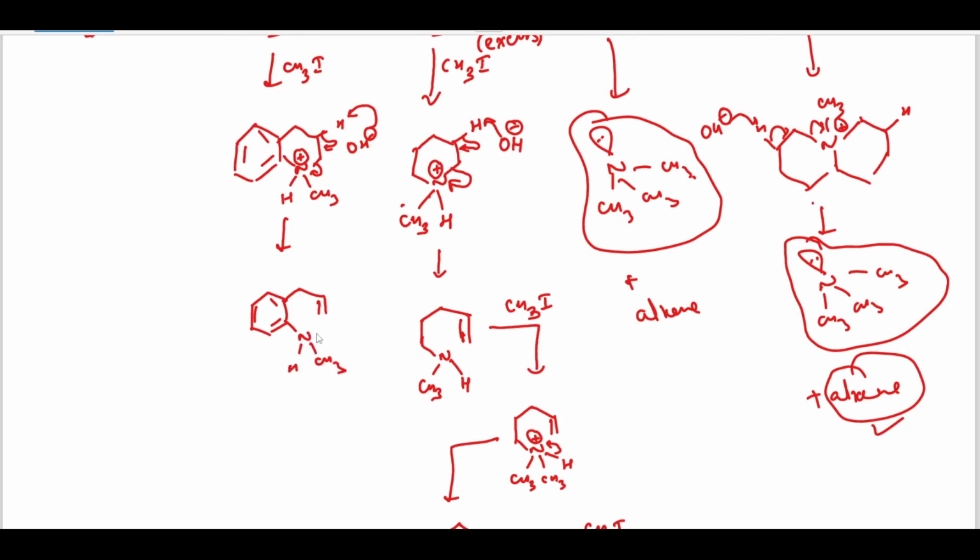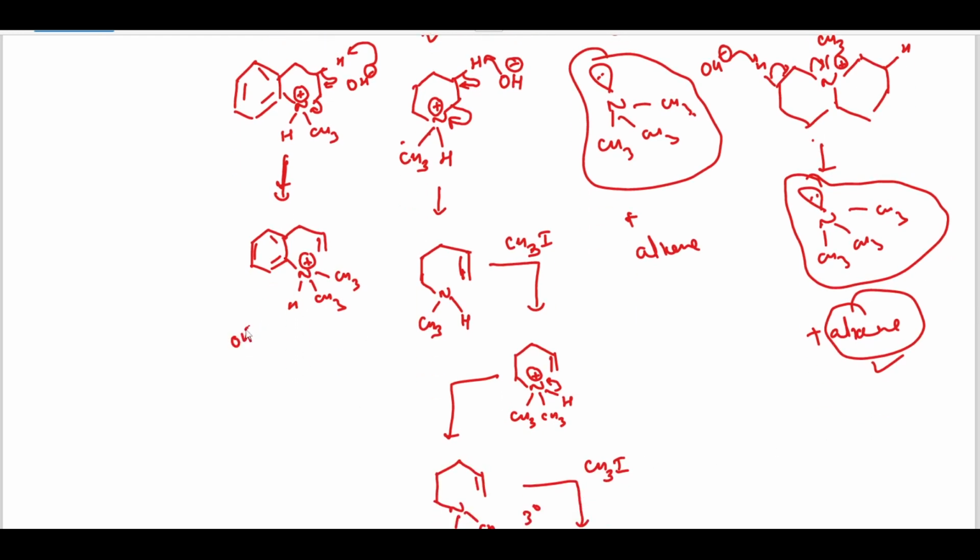But after this, it is possible that it can be further alkylated, because there is excess of methyl iodide. After further methylation, it will again get a positive charge, and OH negative will abstract this proton, and at the end of the reaction, it will be converted into a quaternary ammonium salt.